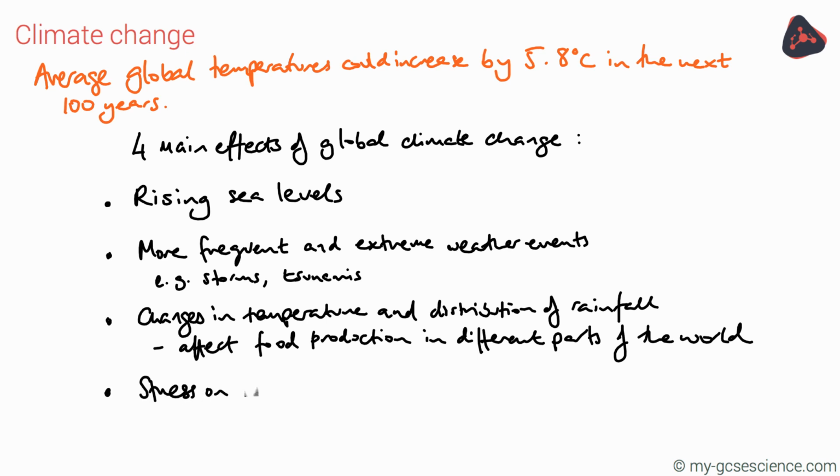And finally, global warming and climate change can cause stress to fragile ecosystems. This could lead to species extinction of both animals and plants.